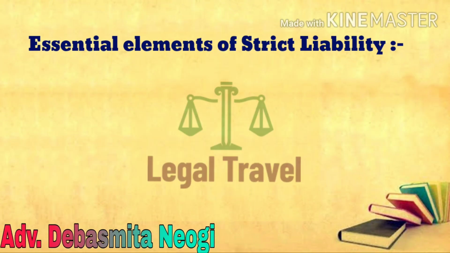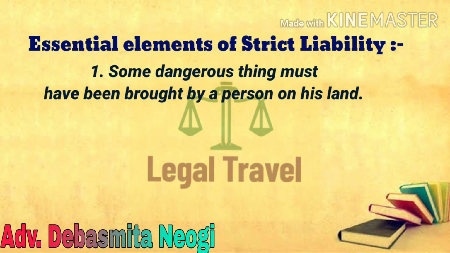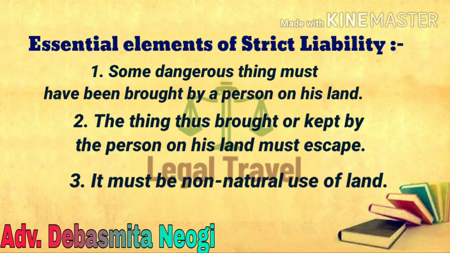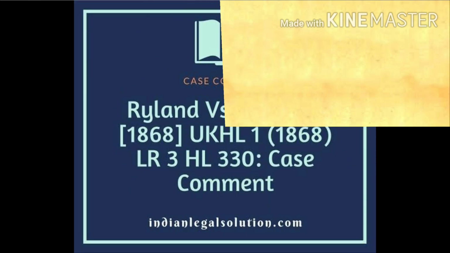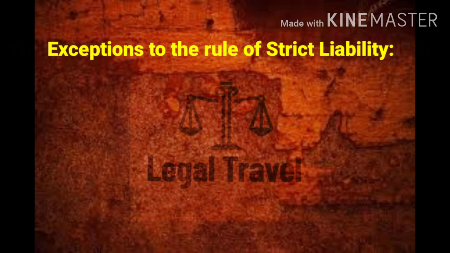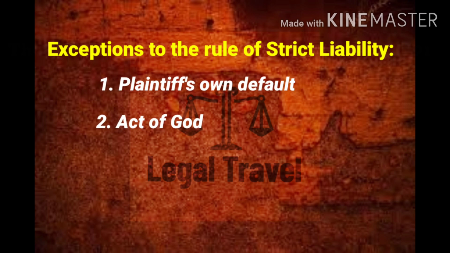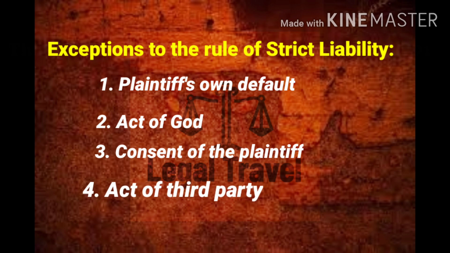In strict liability, there are three essential ingredients. Those are: some dangerous thing must have been brought by a person on his land, the thing thus brought or kept by a person on his land must escape, and it must be a non-natural use of land. All these ingredients were available in the Rylands versus Fletcher case. And the rule of strict liability also has five exceptions. Those are the plaintiff's own default, act of God, consent of the plaintiff, act of a third party, and statutory authority.